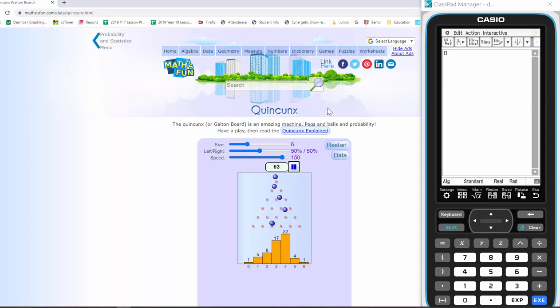Now what I can do is actually, if I pause this, I can change the left and right probability. So what I can do is actually change it to say 30-70. What that's going to do is favour one side. And if you can guess what's going to happen, the balls will sort of lean towards this right-hand side here, and the probabilities on the right will actually fill up a little bit more. So let's restart it and just see what happens.